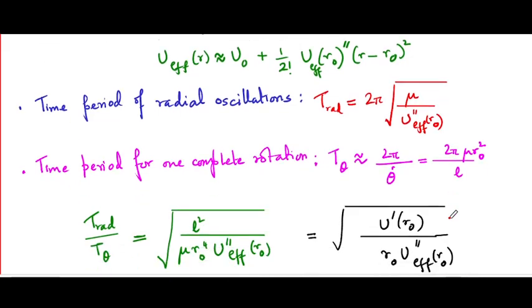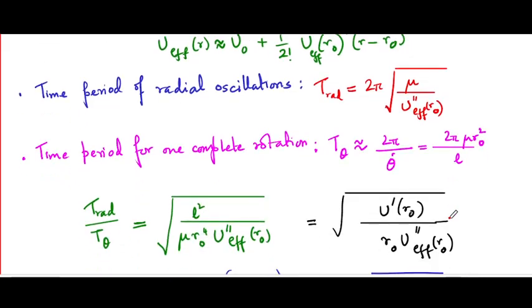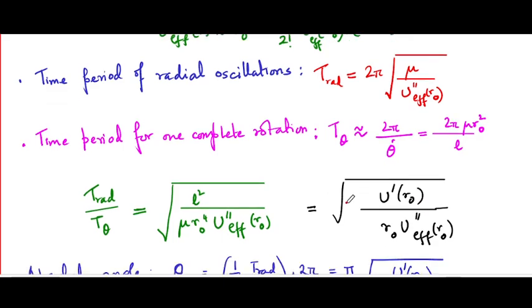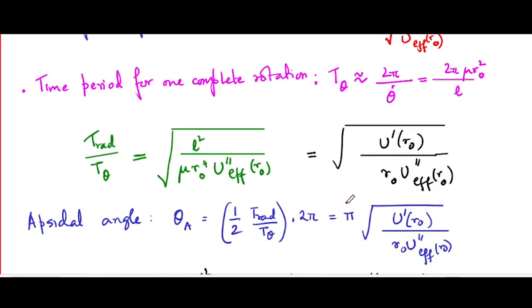And therefore, the ratio between these two time periods, which remember should be rational for us to get a closed orbit, is given by the square root of L square over mu R0 to the power 4, U double prime effective R0. And since L square by mu R0 cube is U prime at R0, this is what our expression becomes. And since we have been talking about the apsidal angle over the last few minutes, let me just point out that the apsidal angle for a near circular orbit will be given by this expression.